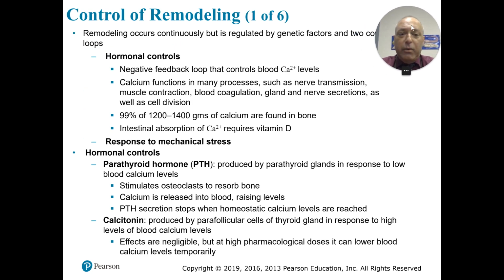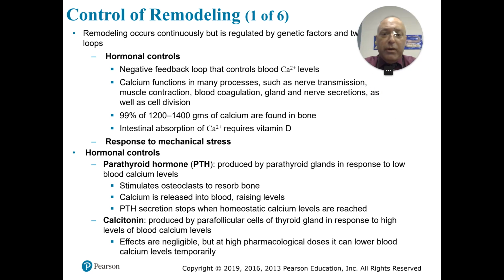Let's continue with hormonal control. So there's a negative feedback loop that controls the calcium levels. Calcium functions in many processes such as nerve transmission, muscle contraction, blood coagulation, gland and nerve secretions, and cell division. About 99% of the calcium is found in the bones. And the intestinal absorption of calcium is vitamin D dependent. And it does respond to mechanical stress.